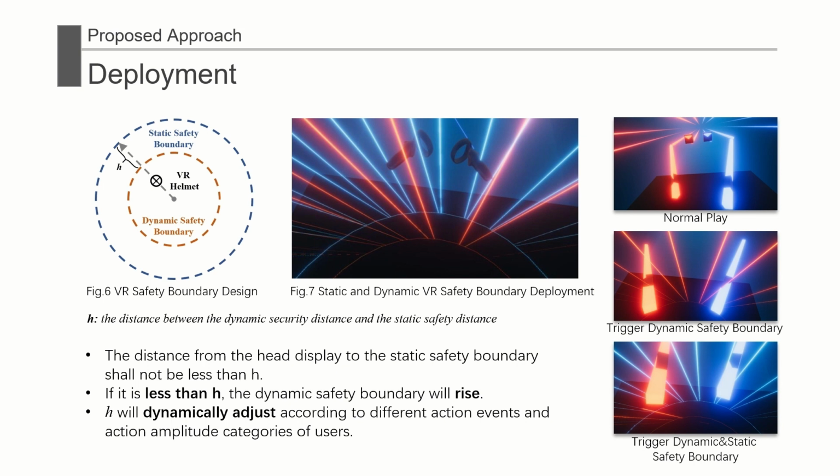To distinguish between dynamic and static safety boundaries during actual project deployment, we use orange as a color for dynamic safety boundaries and blue as a color for static safety boundaries. Figure 7 shows the static and dynamic VR safety boundary in actual deployment.